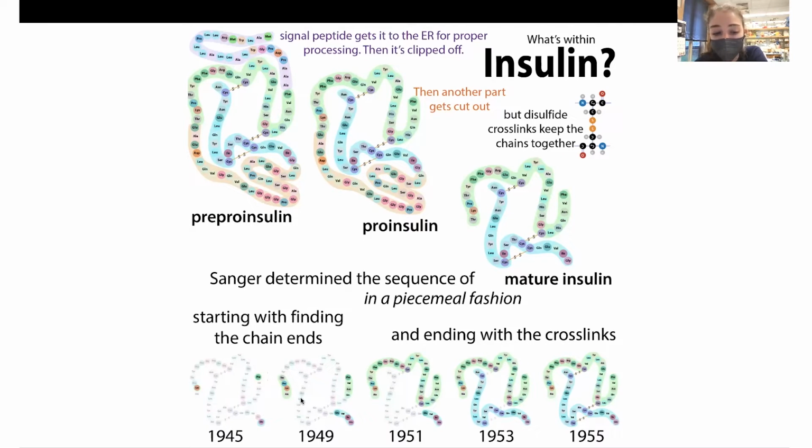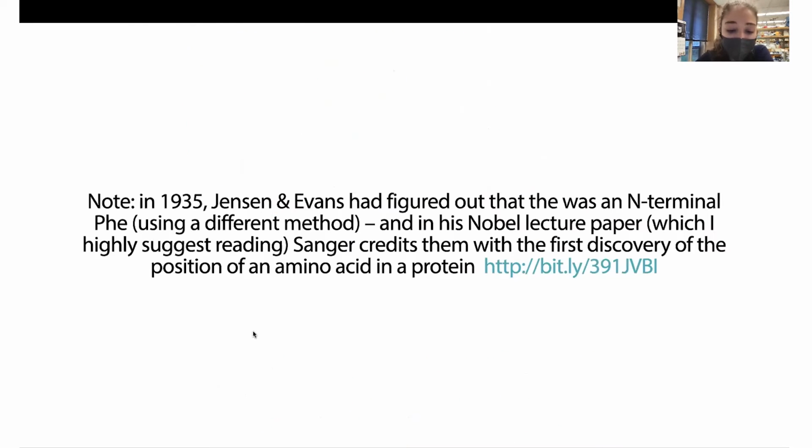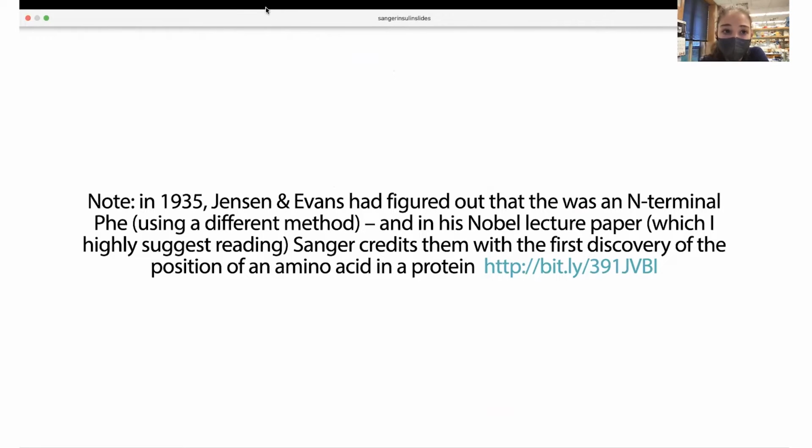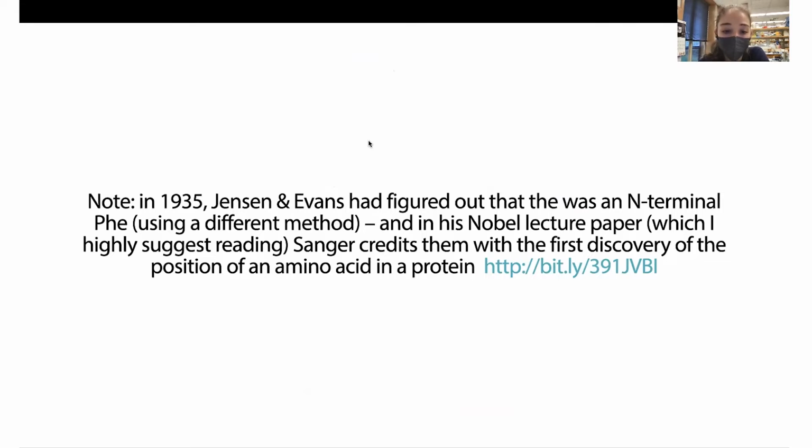So overall, this process took 10 years, from 1945 to 1955. And so it all started with developing that reagent and figuring out the ends. And I should say that although it took Sanger 45 to 55, actually in 1935, 10 years before then, Jensen and Evans had figured out that there was an N-terminal phenylalanine using a different method. And so in his Nobel Prize lecture, Sanger credits them with the first discovery of an amino acid in a protein.